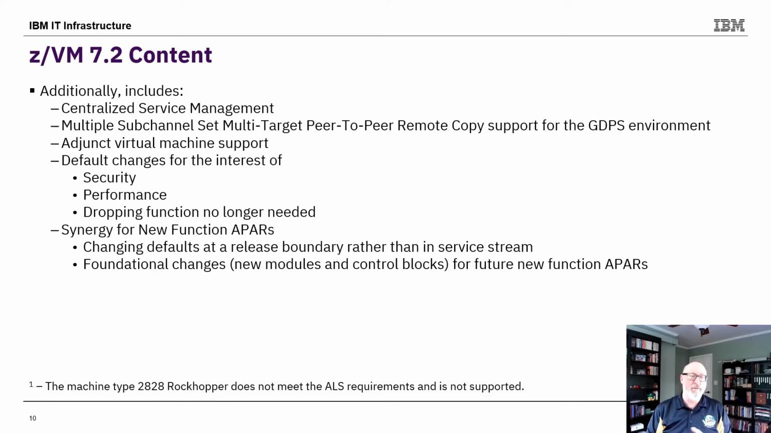There are also a number of changes to defaults, both in the mind of security or performance, or so there's some function that was no longer needed, right? As well as some things that were there from a synergy perspective for new function APARs that are coming down the road, right? So some things that we had previously shipped, but we didn't want to change the defaults, right? Because you all told us you don't want changes necessarily in the service stream to affect your environment, right? So we didn't want to change defaults in the service stream, but now that we're at a release boundary, 7.2, it's fair game to change that default.